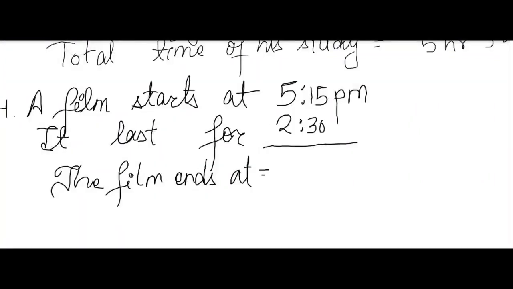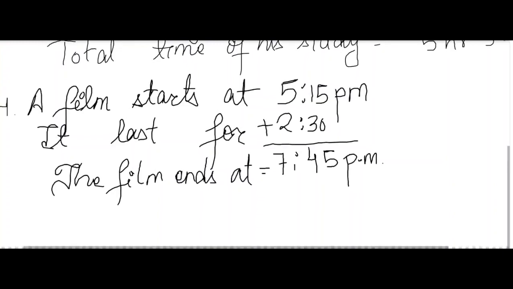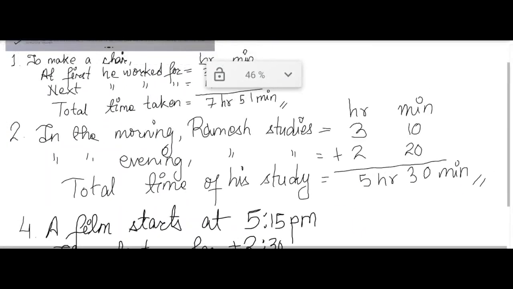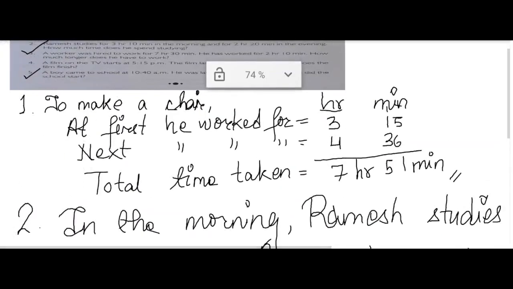So children, I have written the statement here. A film starts at 5:15 p.m. and it is lasting for 2 hours 30 minutes. So you just have to add the hours to find the time. So let me add 5 plus 0, 5, 3 plus 1, 4, and 5 plus 2, 7. So the film ends at 7:45 p.m. You will write the film ends at 7:45 p.m. So number 4 I have done for you children. You will try doing number 5 yourself.